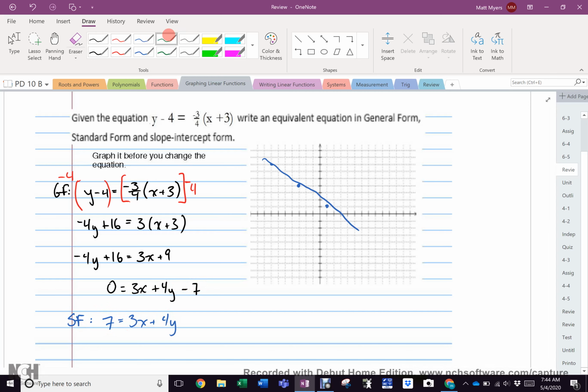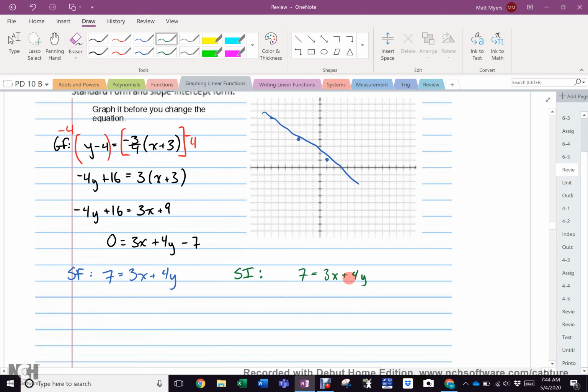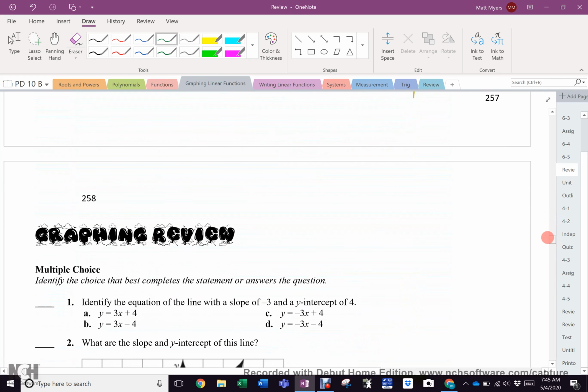And slope-intercept form is just isolate y. So I have 7 equals 3x plus 4y. Y is positive, so I'm not going to move them. -3x plus 7 equals 4y. Divide everything by 4. -3/4 x plus 7/4 equals y. And that's done. And I think that's it.